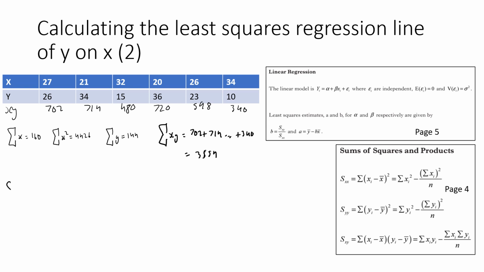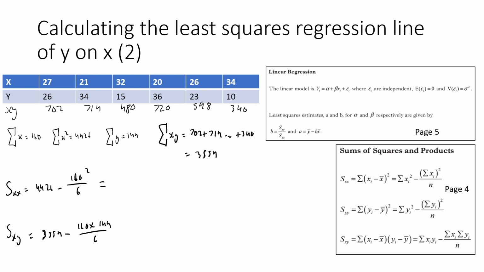So sxx is equal to sigma x squared, which is 4426, minus 160 all squared over n, and n is 6, it's the number of pair data. And for sxy, it is 3554 minus 160 times 144 over 6.